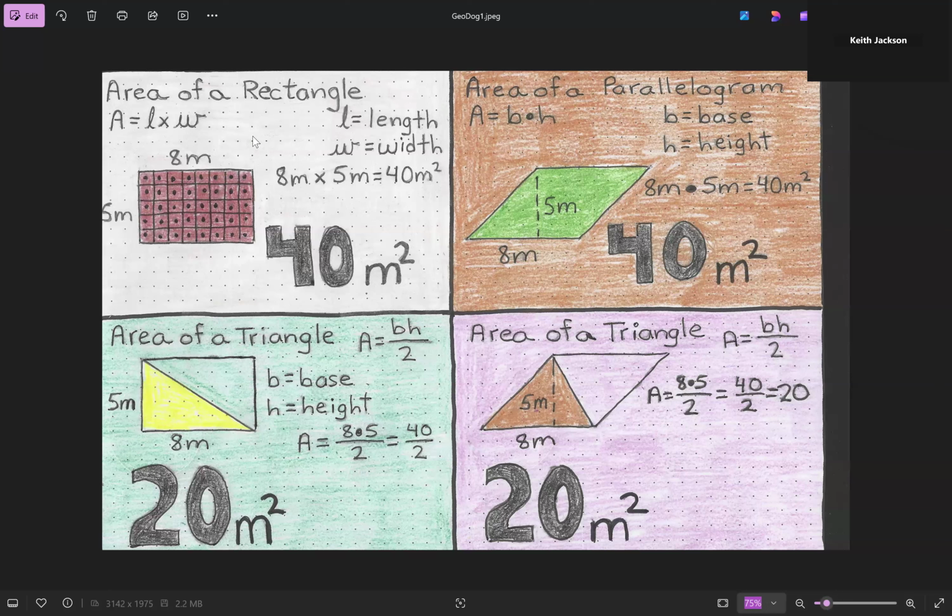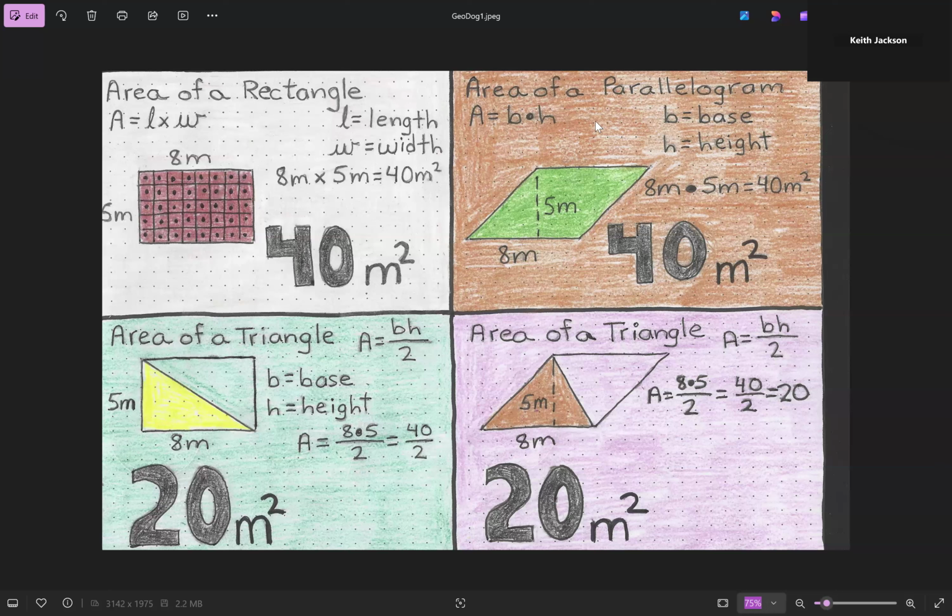The area of a rectangle is simply A equals cursive L times cursive W. And the reason why we use cursive letters is so we don't get L confused with I. So the area in this case is equal to length times width, because the cursive L equals length and the cursive W equals width. In this case, we're just going to multiply 8, which is the length, times 5, which is the width. 8 meters times 5 meters gives us 40 meters squared, as you see right here.